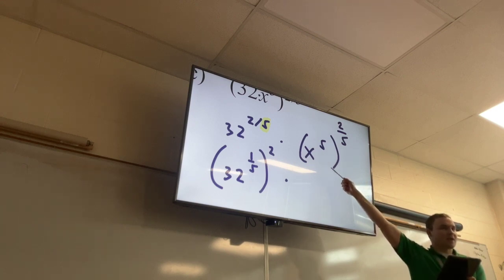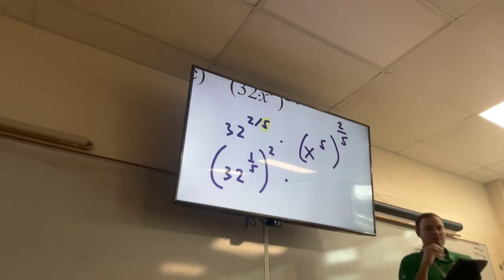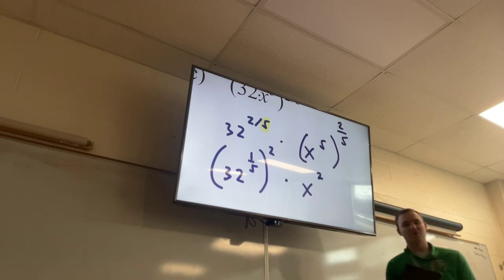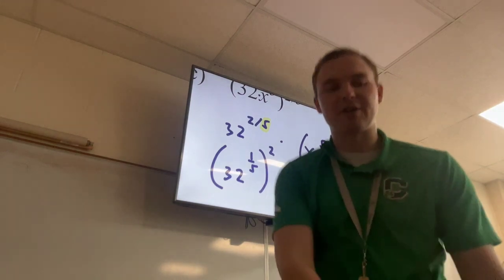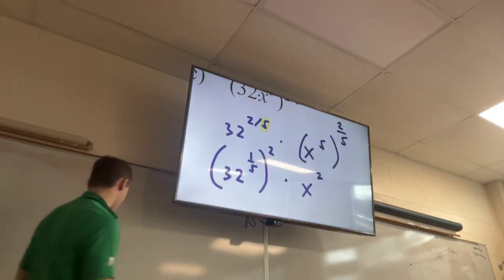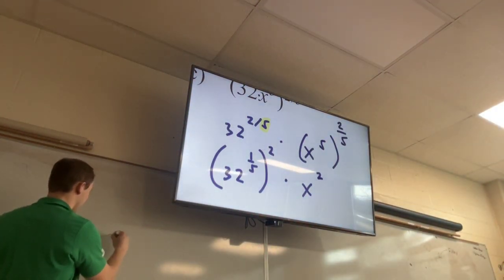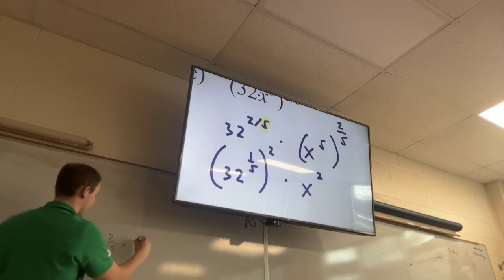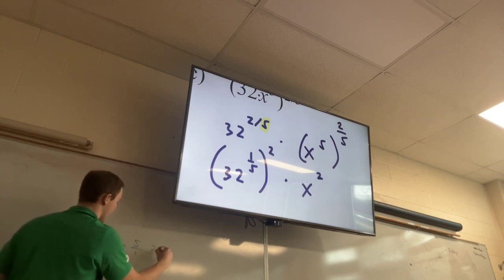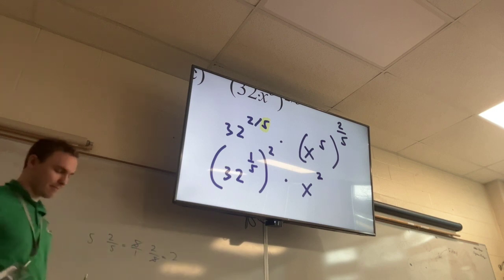Multiply the two exponents, right? So it's going to be x squared. 5 times 2/5. You should be able to do that in your head, okay? 5 times 2/5 is the same as 5 over 1 times 2 over 5. Cancel these. You get 2.